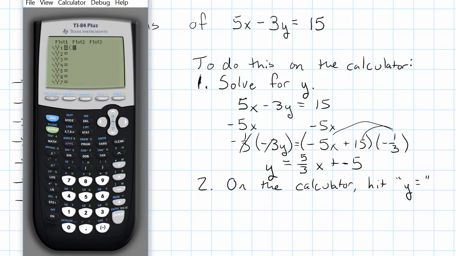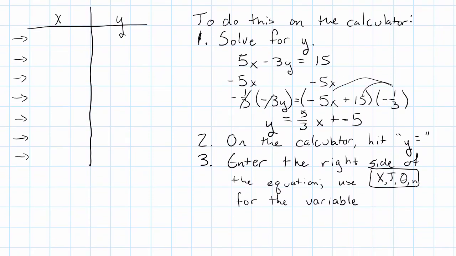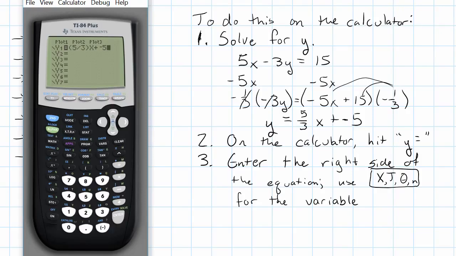Right, I have 5/3 x. Just to the right of the green alpha button, there's a button that says xt theta n. That's the button we want to use to enter the variable. So 5/3 x plus negative 5. Now, even if we're working with an equation where the variable has a different name, we'll still want to use that xt theta n button.